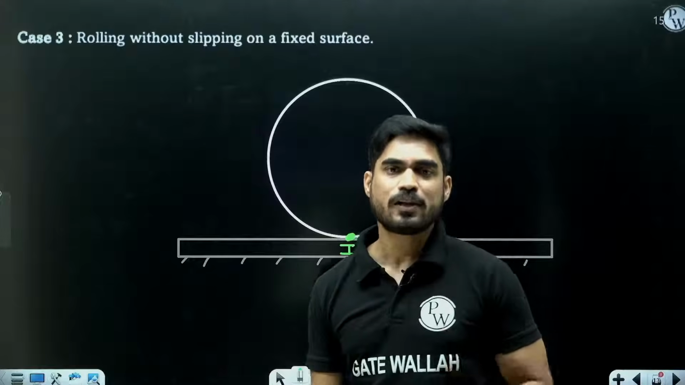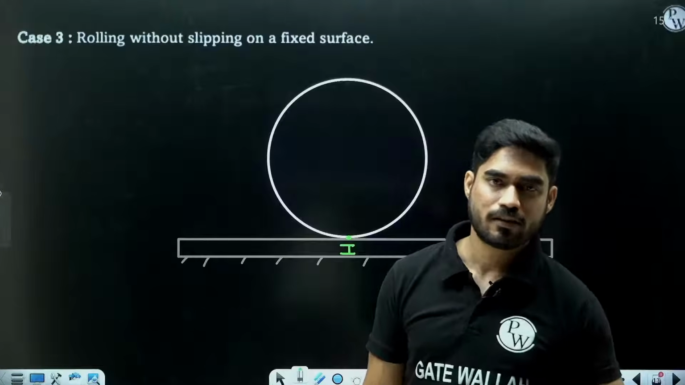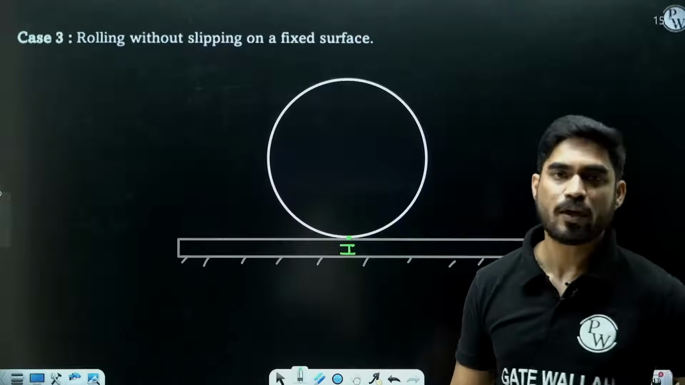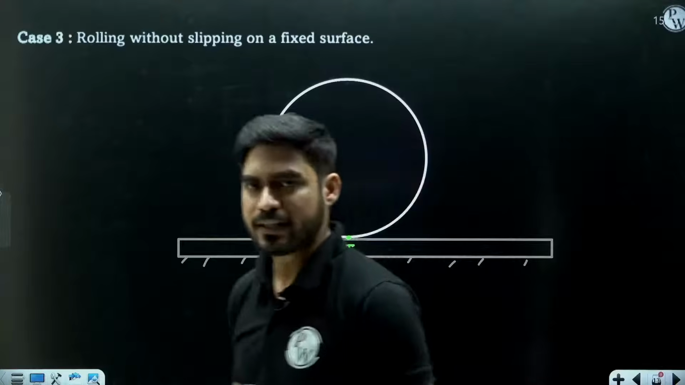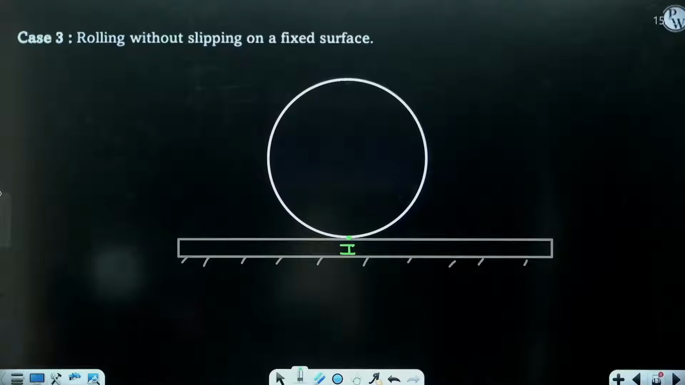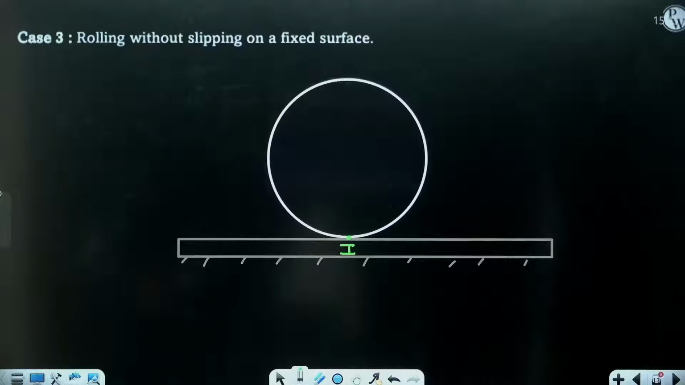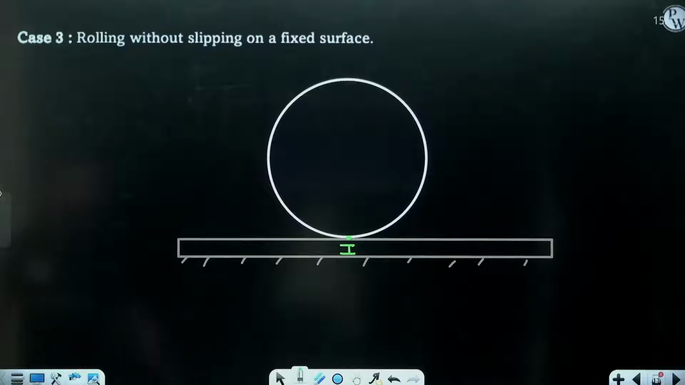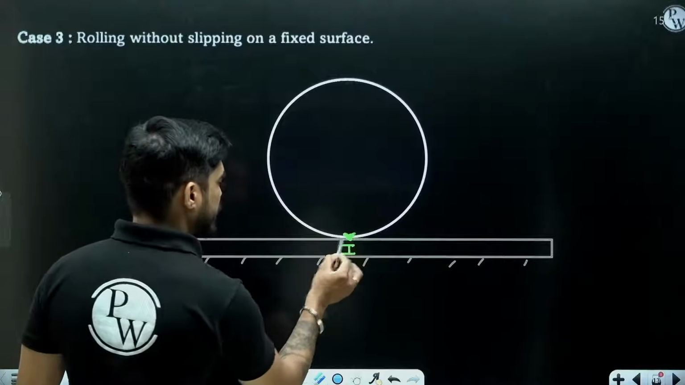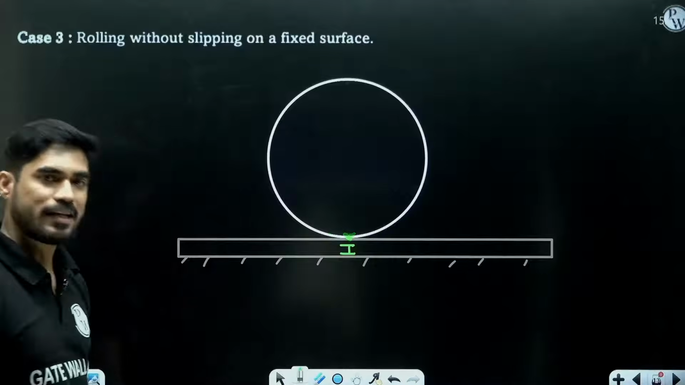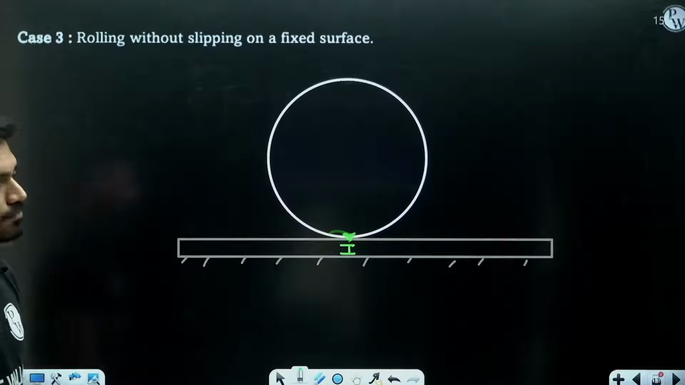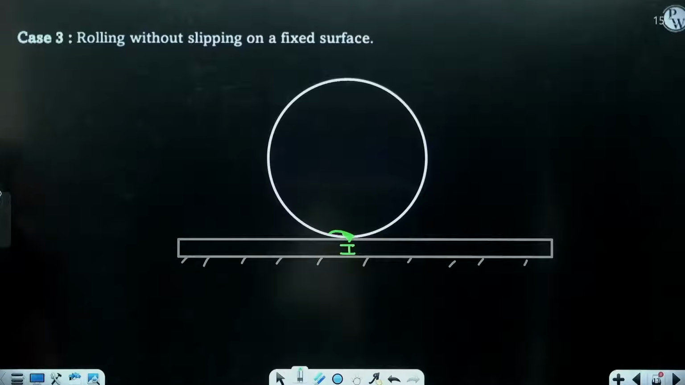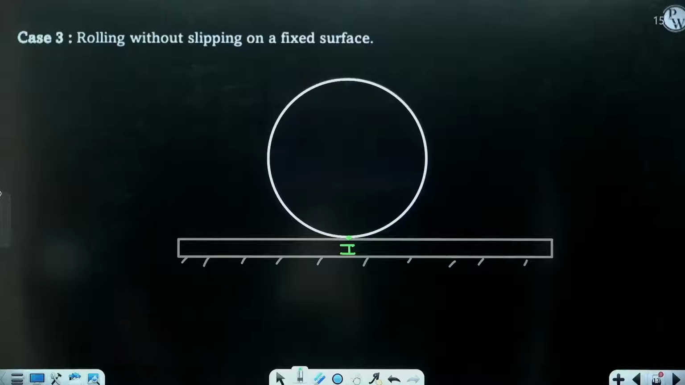Velocity is only zero for the center of rotation, right? For all the other points, you will have some velocity, right? Only at the point of center of rotation, your velocity must be zero. So if the velocity of this point is zero, it means it is the center of rotation, right? Yes? Chalo. So this is the third case, rolling without slipping.